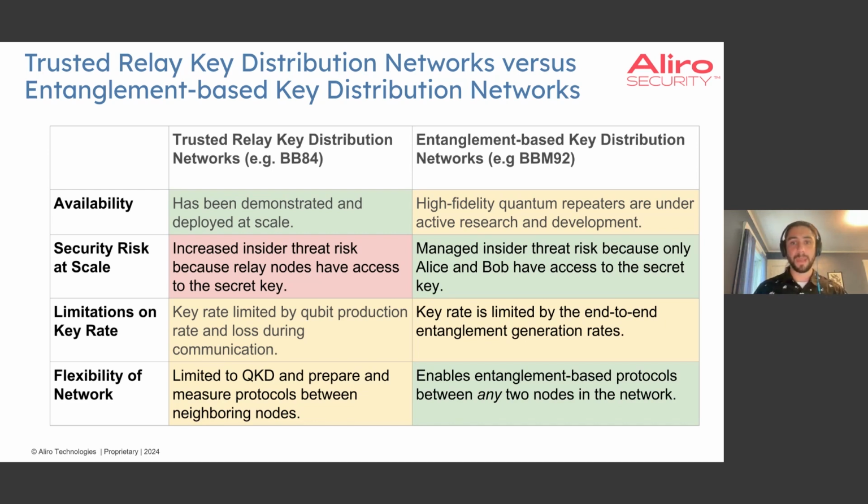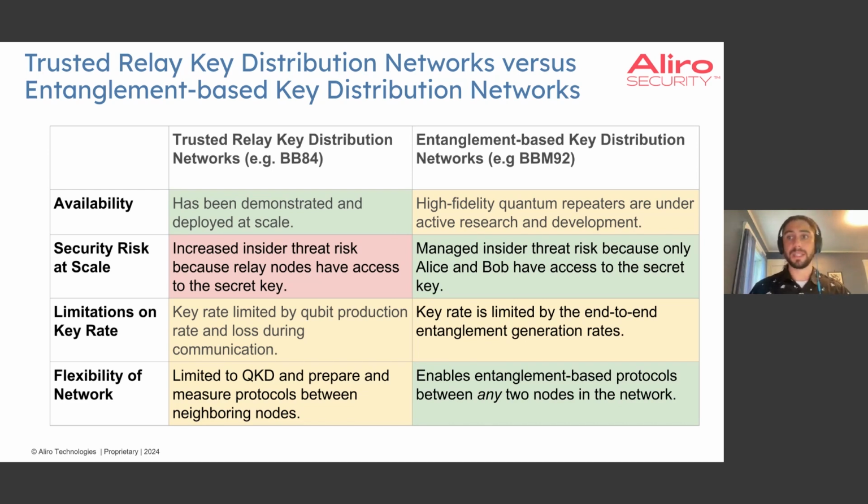On the other hand, entanglement-based key distribution networks just use entanglement-based networking to distribute entanglement between any two nodes in the network. This is very, very flexible and generic, as any two nodes in the network could become entangled and establish a direct link with each other, and it allows many protocols to be implemented, ranging from quantum computing to sensing to security, many applications.